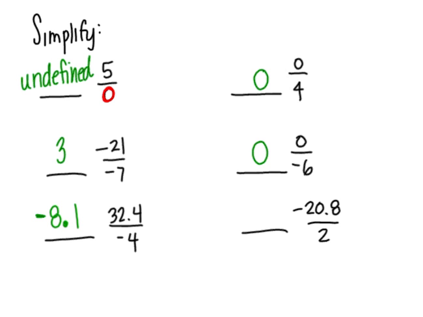My last problem is negative 20.8 divided by 2. They have different signs, so my answer is negative. 20 divided by 2 would give me 10. Point. 8 divided by 2 would give me 4. And that's what I would get. This concludes the first part of section 1.7.